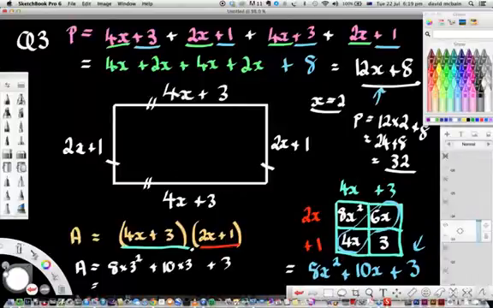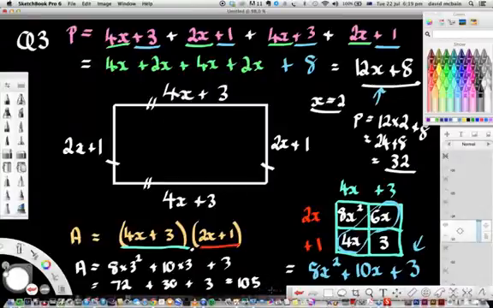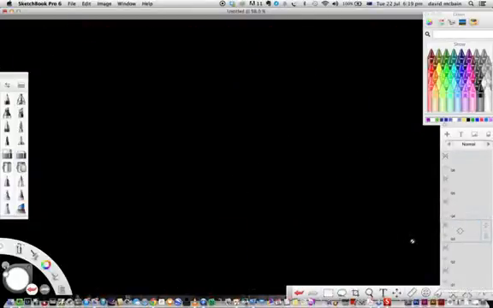3 squared is 9. 9 times 8 is 72. So it's going to be 72 plus 10 times 3 is 30 plus 3. That's going to equal 30 plus 72 is 102 plus 3 is 105. So the answer to part D was 105, the area when x equals 3. Okay, moving to the next question.